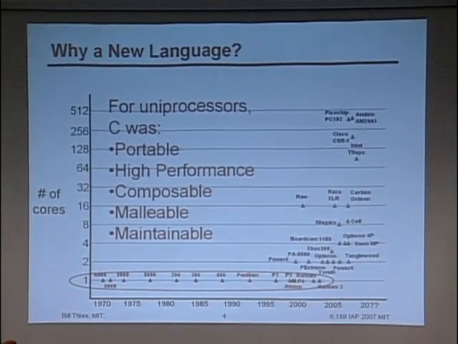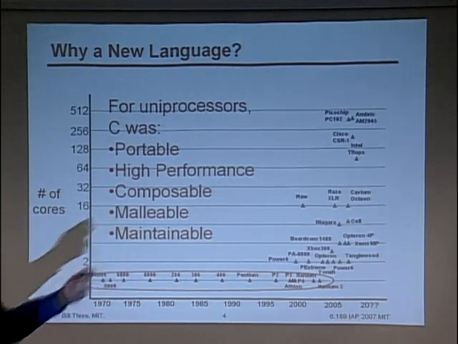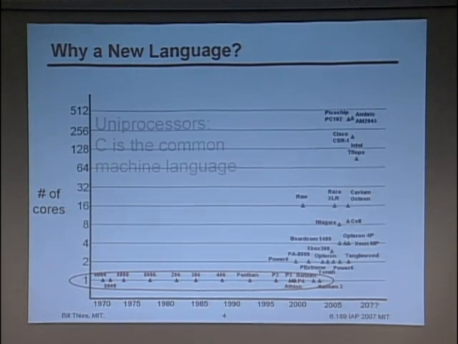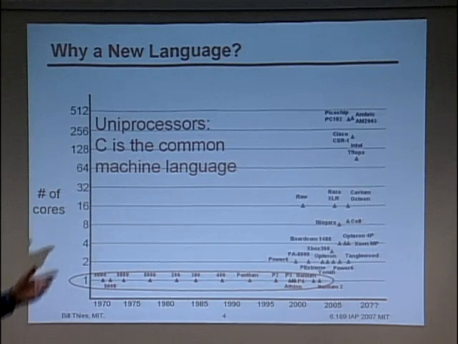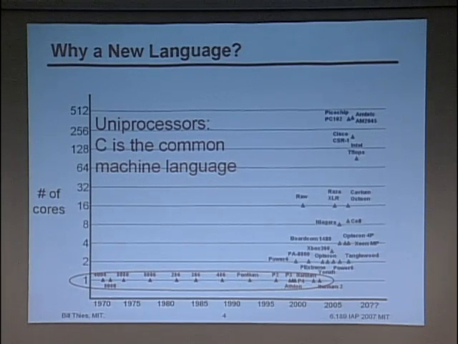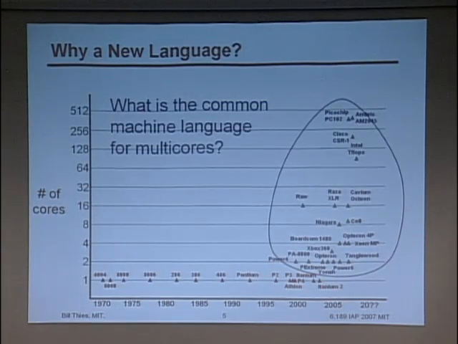It would just run fine out of the box. And looking forward, that's not going to be true. So for example, we could say that C was a common machine language. That's what we say for the past 30 years, was common across all the machines. But now looking forward, that's not going to be true anymore, because you have to program every core separately.